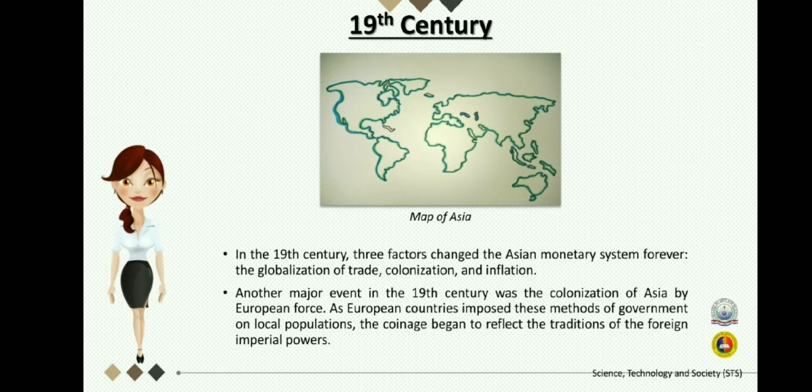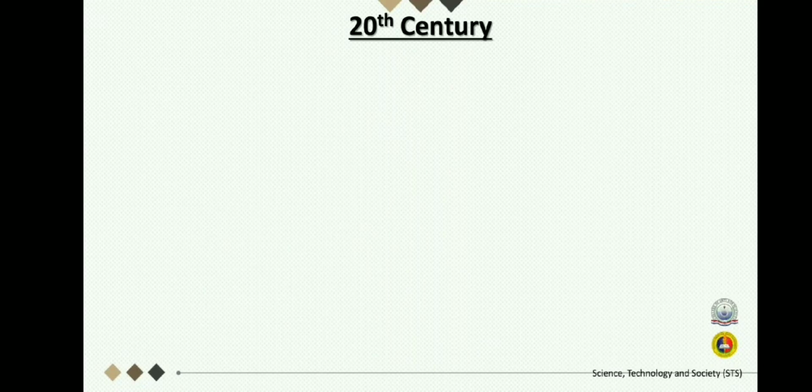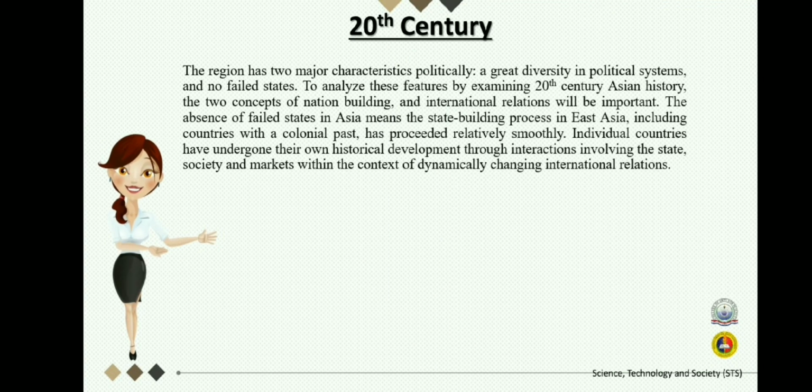20th century. The region has two major characteristics politically: a great diversity in political systems and no failed states. To analyze these features by examining 20th century Asian history, the two concepts of nation building and international relations will be important. The absence of failed states in Asia means the state building process in East Asia, including countries with a colonial past, has proceeded relatively smoothly.